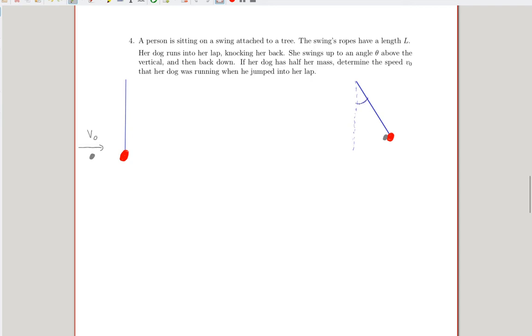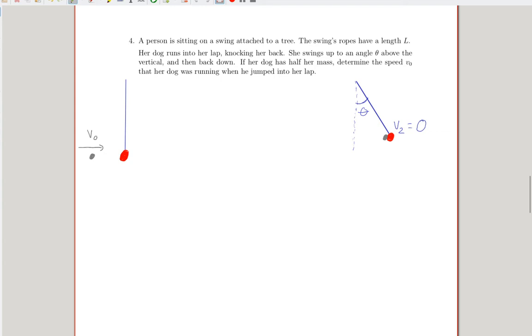So this swing angle is theta, and at this point they are not moving. I'm going to call this V2, 0. So in this unit, we're studying conservation of energy and conservation of momentum. So let's ask, can we use any of these techniques to get from picture 1 to picture 2?